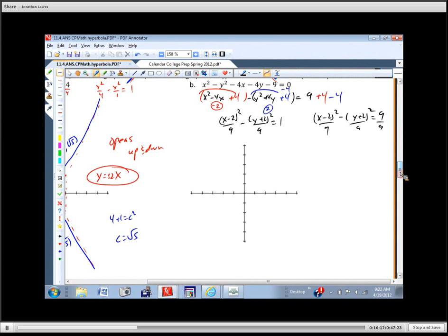So we could write those down really easily. This is going to be y plus 2 equals, let's see here. The number underneath the y is a 9. The square root of that is 3. That's the rise. The number underneath the x is a 9. The square root of that is 3. That's the run. 3 over 3 is 1. So I'm going to write plus or minus 1, x minus 2. Those are the asymptotes right there. Okay, now let's see if it actually works out that way.